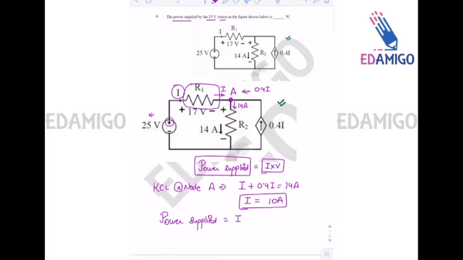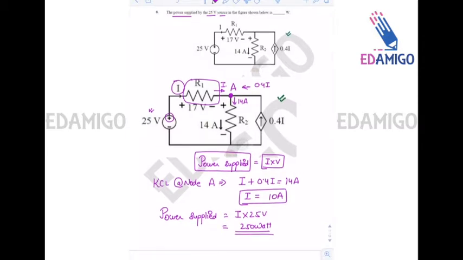Okay, now the power supplied is equal to current multiplied by voltage, that is 250 watt is the power supplied, right? Okay, so this finishes my question number 6.